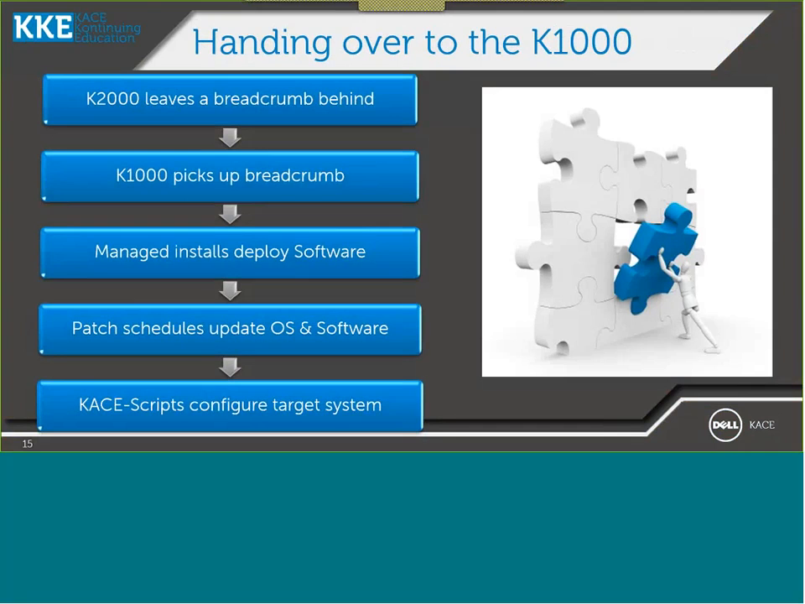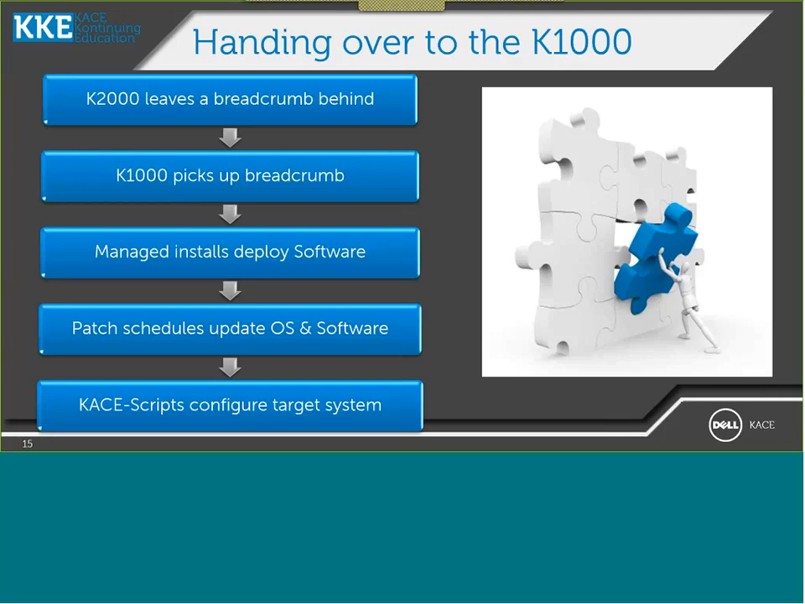So what we do is we configure the K2000 to leave a breadcrumb behind. A breadcrumb basically is a marker we leave behind in the registry or as a file. It's an indicator of, for example, what department or what location or what function this machine is supposed to go to or belongs to. So the breadcrumb can be picked up by the K1000 so that it knows what to do with it.